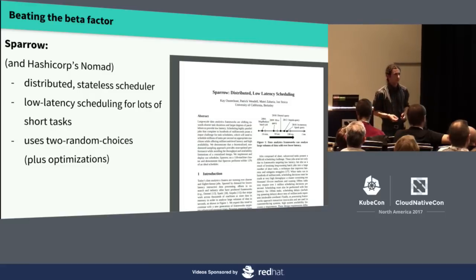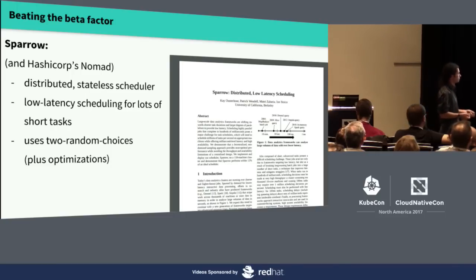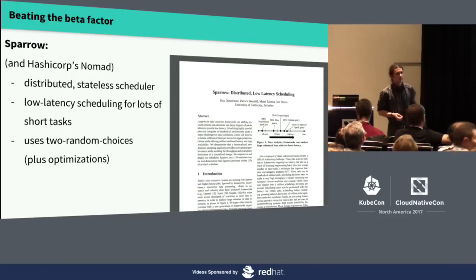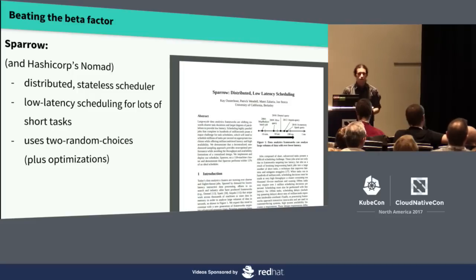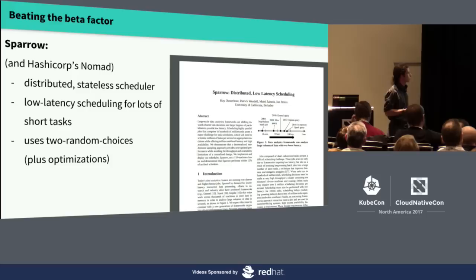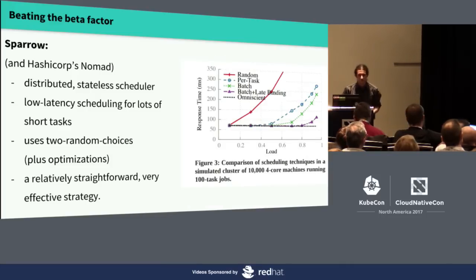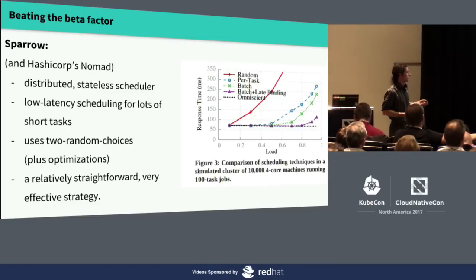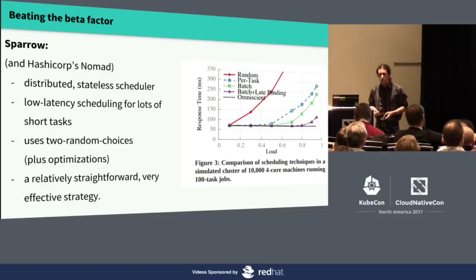This is not just like some theoretical thing that someone made up. This technique is used in the Sparrow research scheduler and also implemented in HashiCorp's Nomad to do distributed stateless scheduling with low latency for lots of short tasks like cron jobs and stuff. It uses this two random choices assignment plus some optimizations. And I really like this because it's a relatively straightforward, very effective strategy. It's something that anyone here could cook up, unlike, I don't know, like the Kubernetes scheduler, which is kind of complicated and scary. And it's way, way better than a straw man naive random assignment strategy. So that's cool.